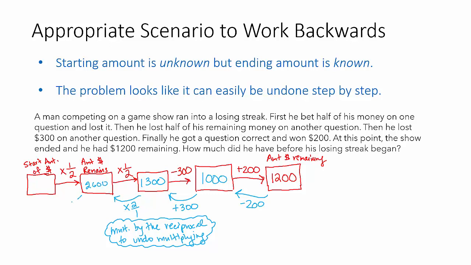We're going to do the same thing here. Multiply by the reciprocal, which is really 2. And we get 5,200. So how much did he have?